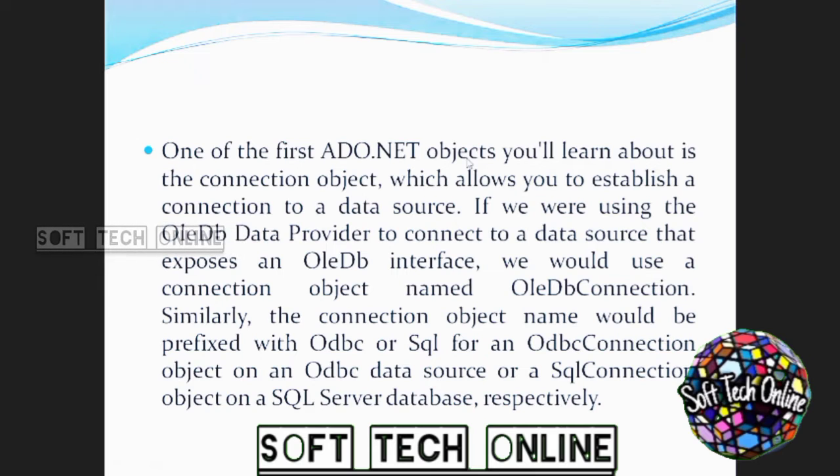One of the first ADO.NET objects you will learn about is the connection object, which allows you to establish a connection to a data source. If we were using the OLEDB data provider to connect to a data source that exposes an OLEDB interface, we would use a connection object named OLEDB connection. Similarly, the connection object name would be prefixed with ODBC or SQL for an ODBC connection object on an ODBC data source or SQL connection object on a SQL Server database respectively.